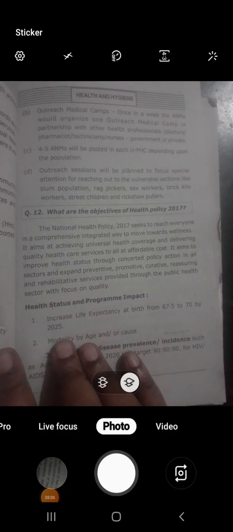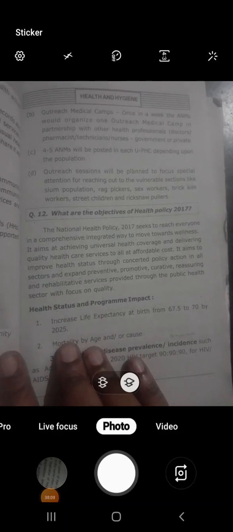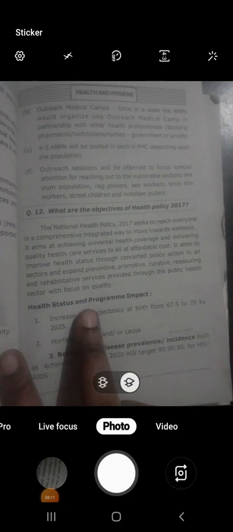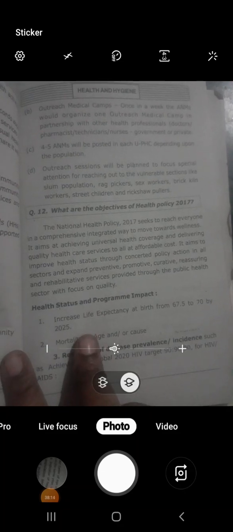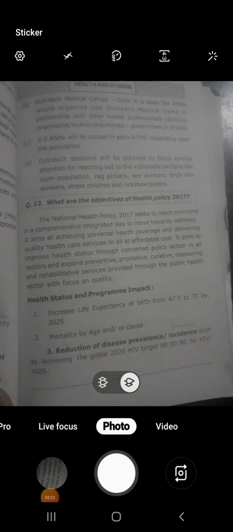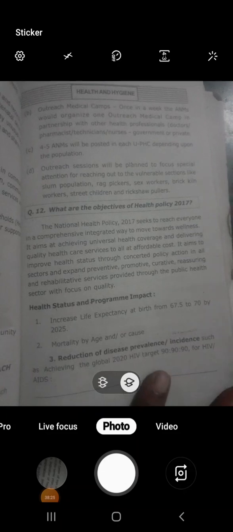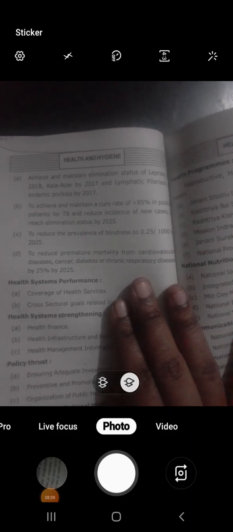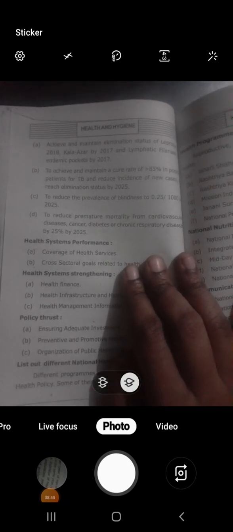Okay. And the next question here, what are the objectives? The objectives of the health policy 2017 we have already seen, but once again we are saying health status and programme impact. That means increasing life expectancy at birth from 67.5 to 70, reducing mortality by age or cause, and reducing disease prevalence or incidence, like the 2020 HIV target, okay, for HIV AIDS. And also it achieves and maintains elimination status of leprosy, achieves and maintains a cure rate, and addresses prevalence of blindness and premature mortality. So these all will come under the objectives.